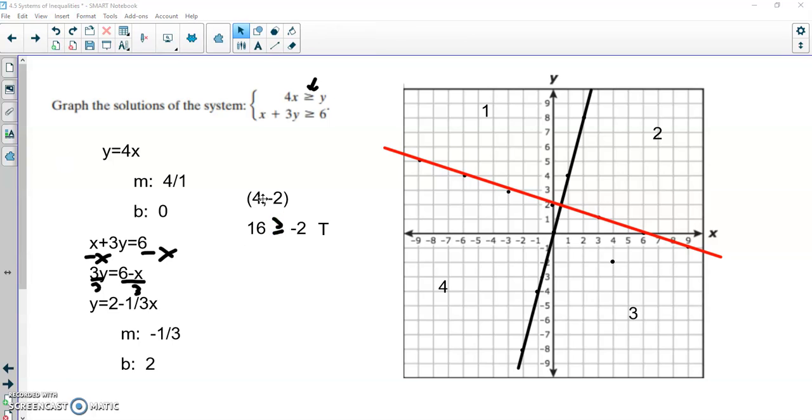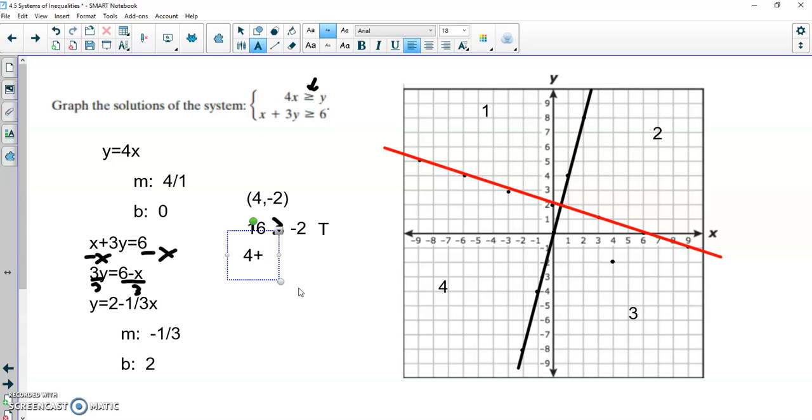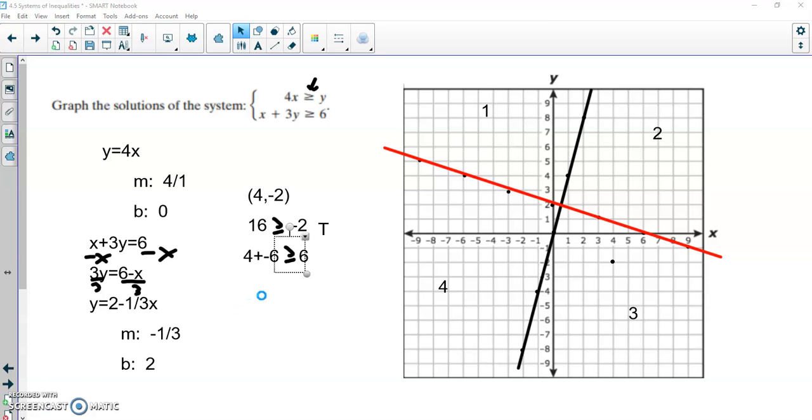So now I need to take this same point and plug it into the second inequality. So to do that, my x is 4. And then I have 3 times the y. My y is -2, so 3 times -2 is -6. And I want to know, is that greater than or equal to 6? So we finish simplifying here. 4 plus -6 is -2.